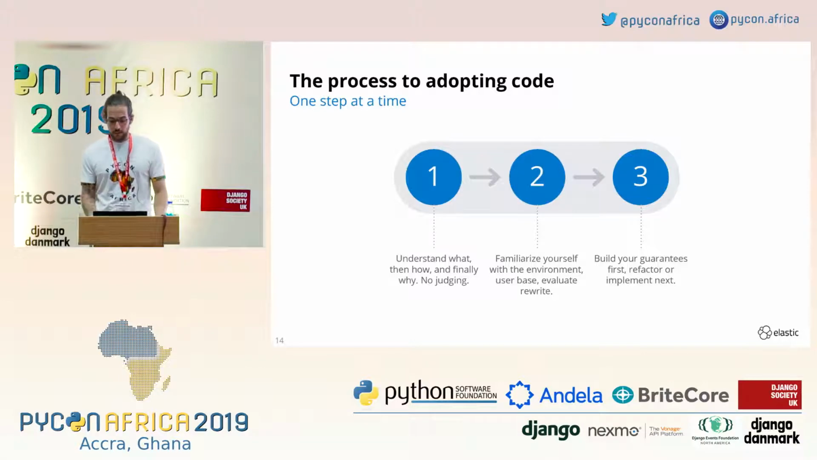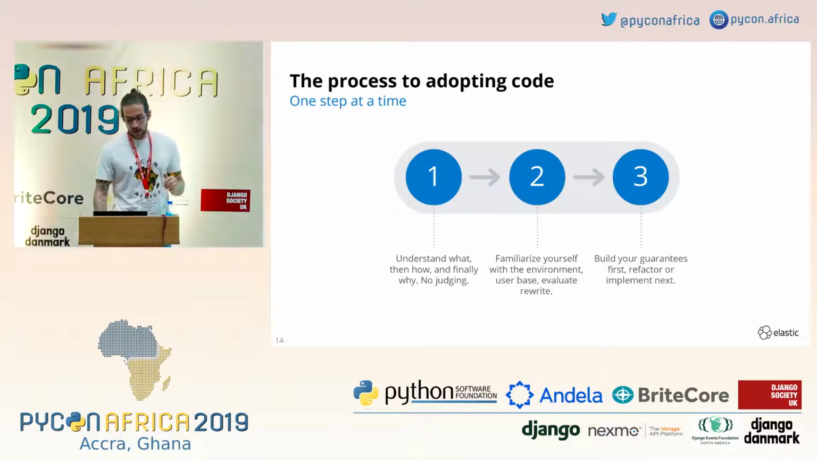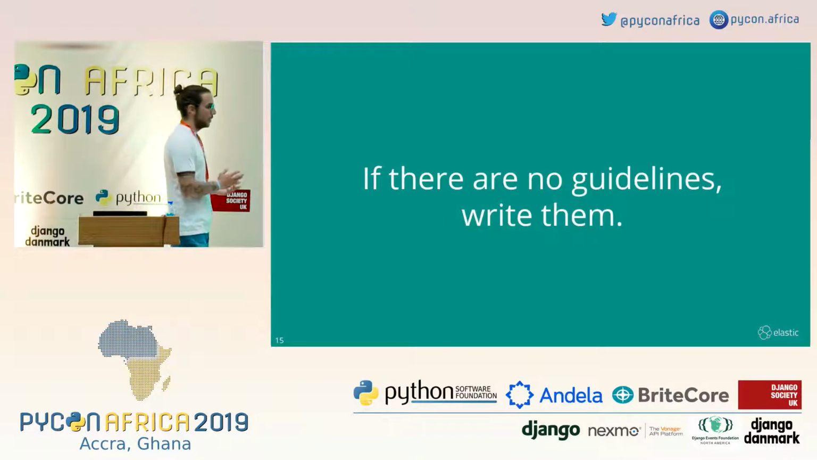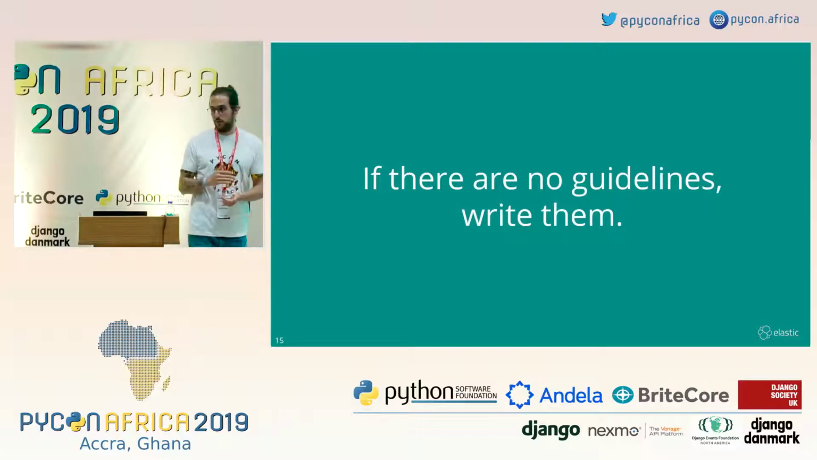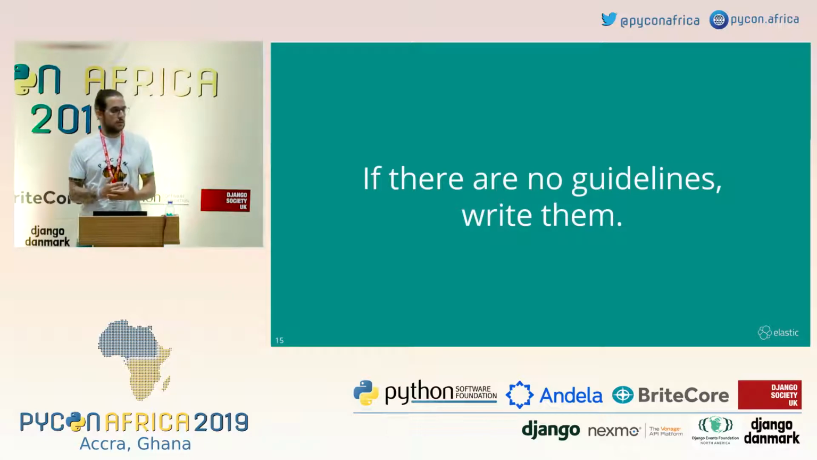Now, the third step would be building your guarantees. You need to build your guarantees first, and then you can start refactoring or implementing things. Building your guarantees is extremely important because your guarantees are your source of truth, right? Those are the things that you are going to build the software on top of.